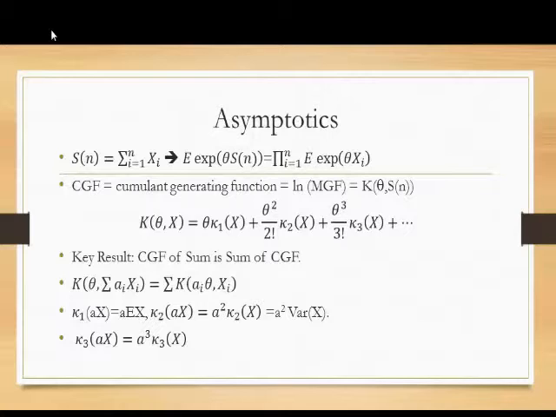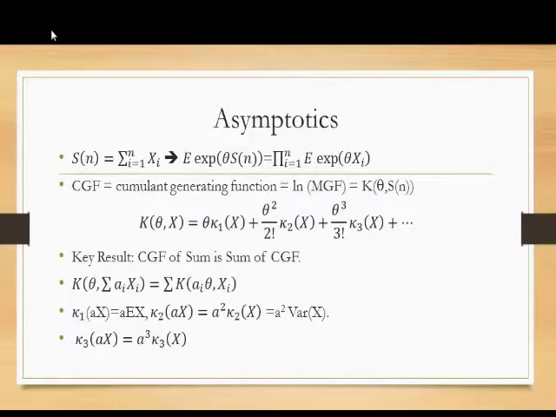Okay, so you get the cumulants out of the cumulant generating function exactly like you get the moments out of the moment generating function. You differentiate and set theta equal to 0, you get the first cumulant. You differentiate twice, set theta equal to 0, you get the second cumulant, and so on.